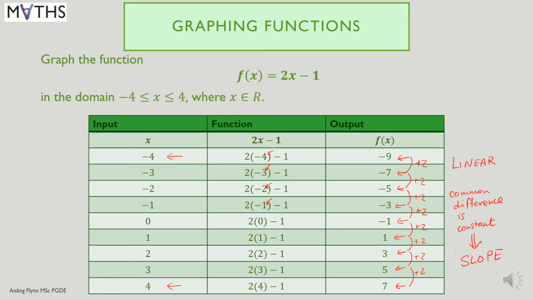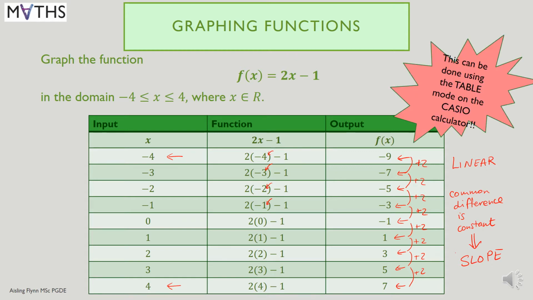Okay, so there's all our outputs. We're going to graph it in a minute, but to get all those outputs may be time consuming in an exam. So in actual fact we can do this on the CASIO calculator using the table mode, and that's what I'm going to show you next.